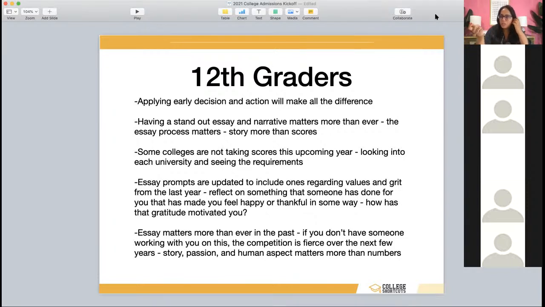And activism is very big right now. Community service, giving back. These values truly matter when it comes to admissions. And so showing that in the essay makes a big difference.